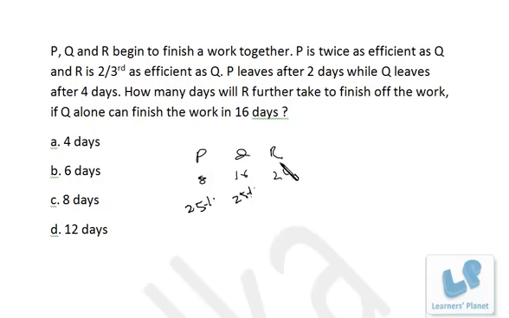Now R is also starting from the day 1. So now R takes 24 days to finish up the work. That means to do 50% of the work, he'll be taking 12 days, right? So 4 days with P and Q, P or Q, and remaining 8 days all alone. That means after leaving Q, it will take 8 more days for R to finish up the work, right?